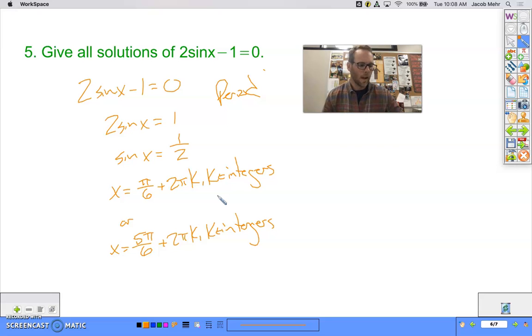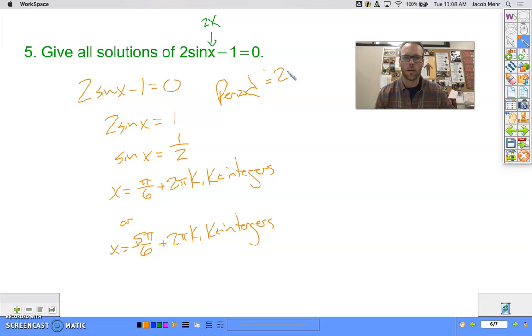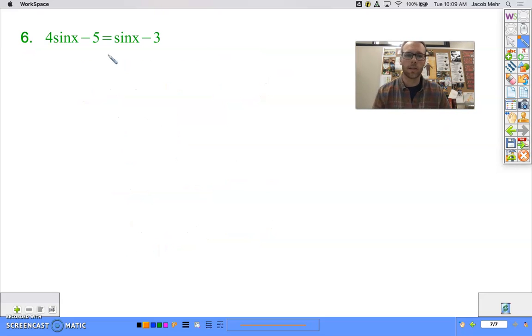Pretty simple. Now, posing another problem here, what if that was a 2x instead? Well, instead of our period being 2 pi, our period would have been pi, and then we would have just done pi over 6 plus pi k, where k is an integer. So just take a peek at what the period of the function is and just add multiples of that period. Pretty simple. All right, let's go to the next one.